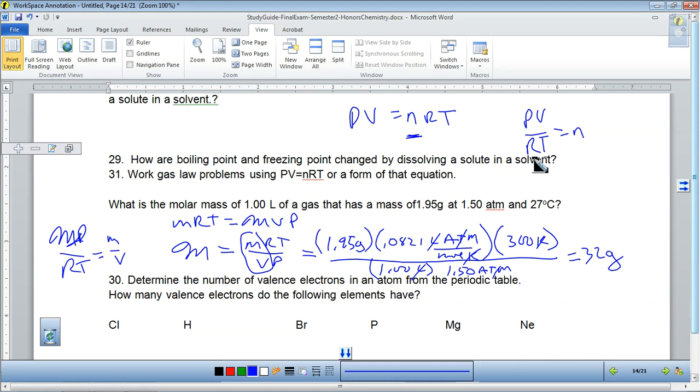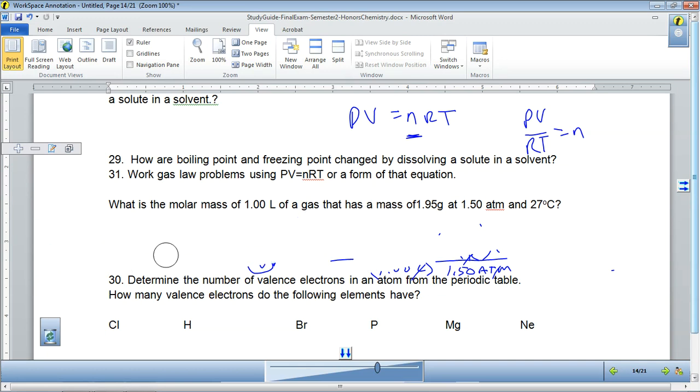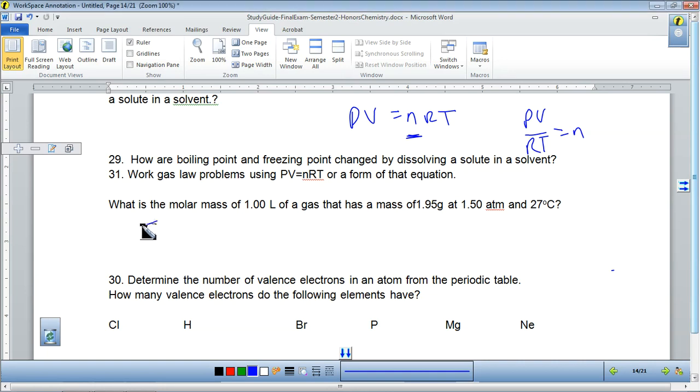Use the PV equals nRT equation or some form of it. The example I used here was the old Mr. T equals the MVP kind. In this case, MVP is Mr. T. So we're trying to find molar mass. So it'd be Mr. T over the VP.